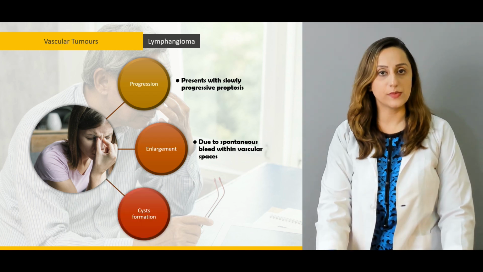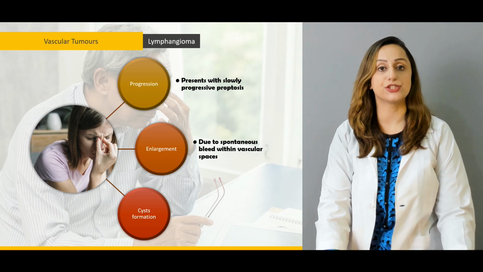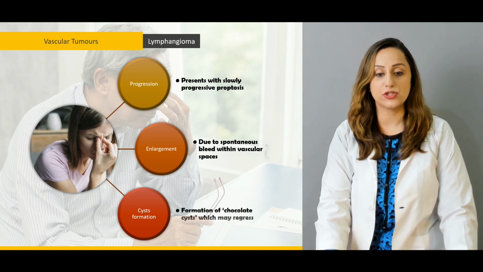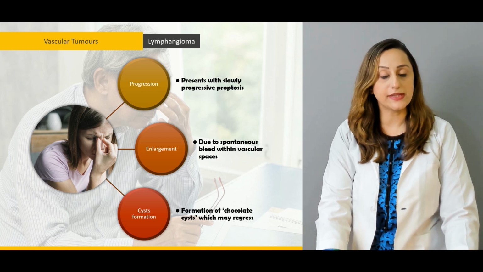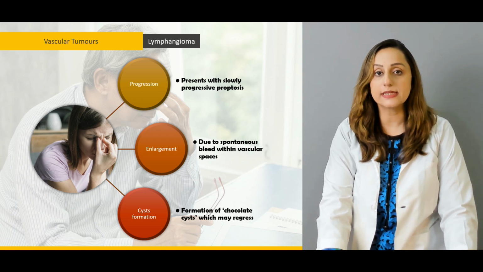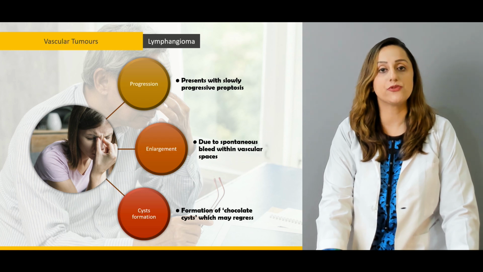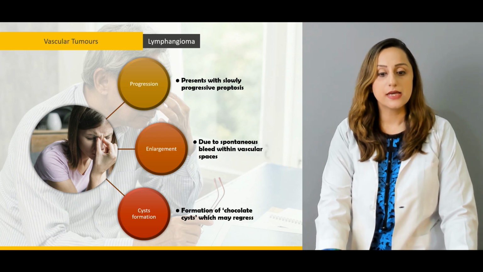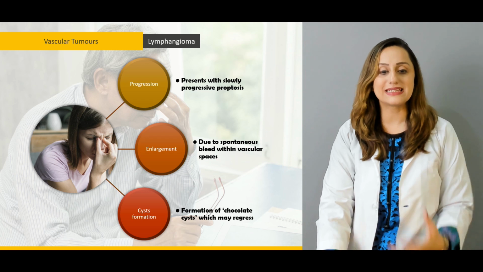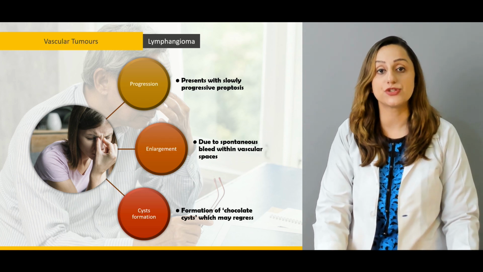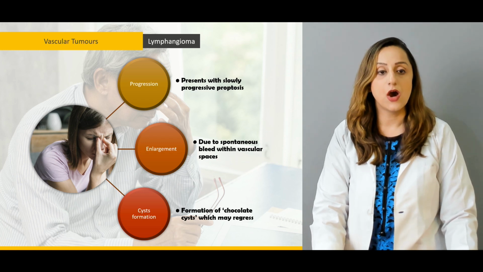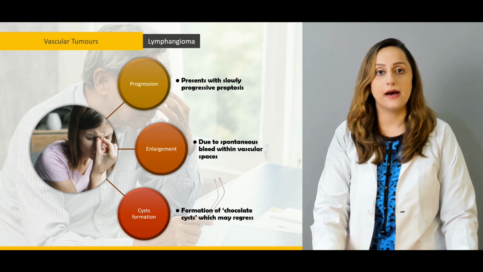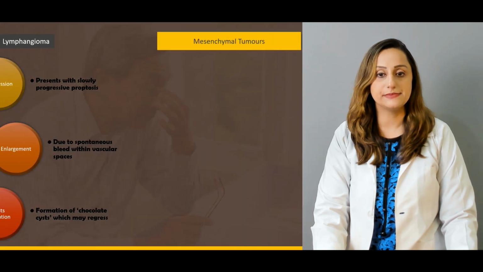Then the lymphangiomas have their particular presentation, that is the cyst formation that is seen. Usually when there is a rupture of the lymphangiomas, they give a chocolate cyst appearance which may regress after a few days. So that is the mainstay of the presentative features or the clinical signs and symptomatologies when we have a case of lymphangiomas occurring in the orbital cavity.